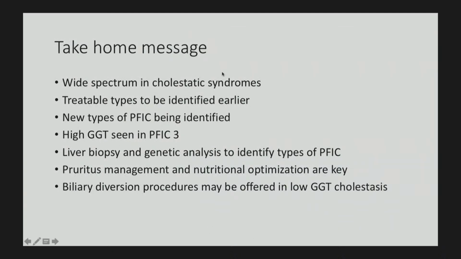Our take-home points are that a wide spectrum is seen in cholestatic syndromes, treatable types should be identified earlier, new types of PFIC are being identified, and high GGT is only seen in PFIC 3. Liver biopsy and genetic analysis can be used to identify the types, and pruritus management and nutritional optimization is key. Biliary diversion procedures may be offered in low GGT cholestasis with early stages of fibrosis.